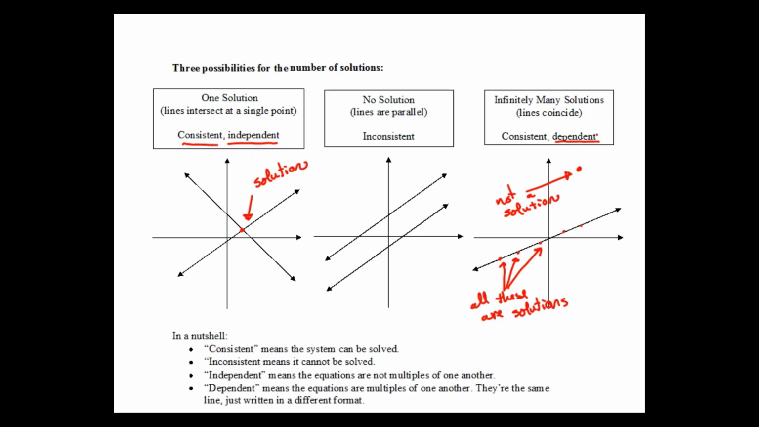We call this third situation dependent because one equation can be obtained from the other one, perhaps just by multiplying both sides by some number, rearranging it some way. If we were to write both lines in slope-intercept form, they would look identical.